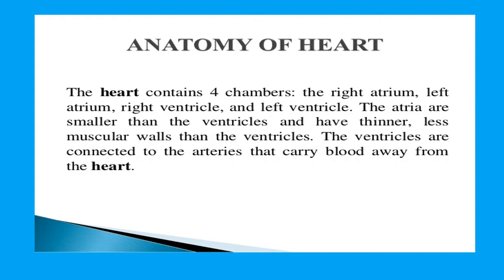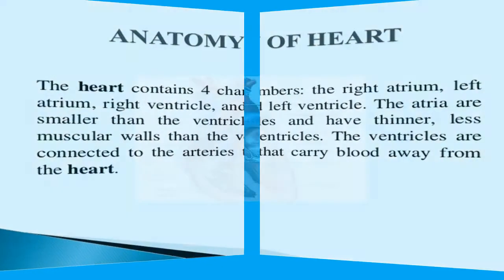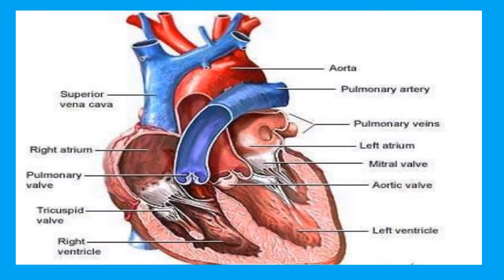And when we are comparing with the ventricles, the atria are small and have thinner and less muscular walls than the ventricles. And the ventricles are connected to the arteries that carry blood away from the heart. Here you can see the aorta, the pulmonary artery and the pulmonary vein and left atrium, right atrium, pulmonary. This is the structure of the heart.